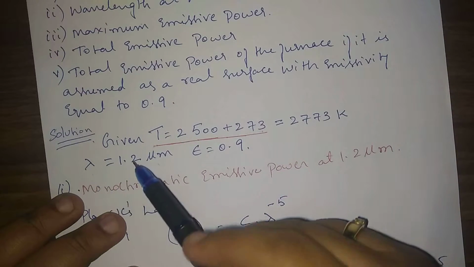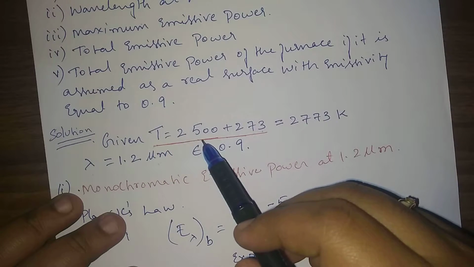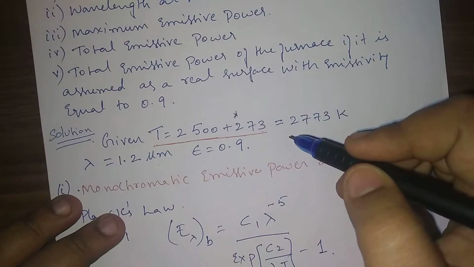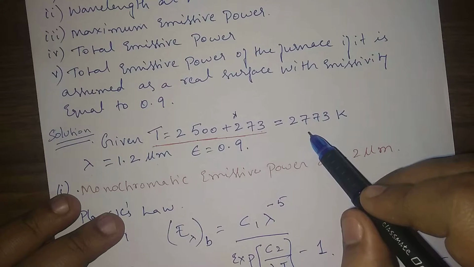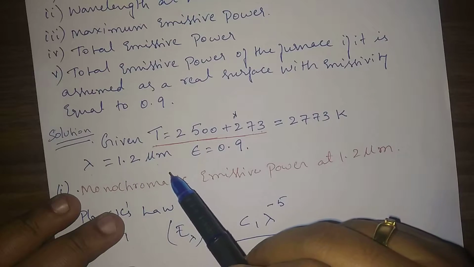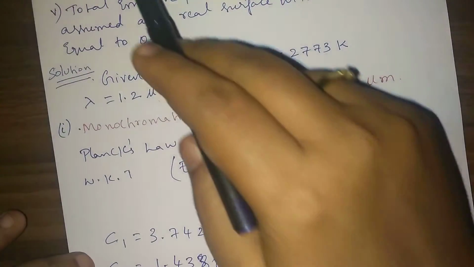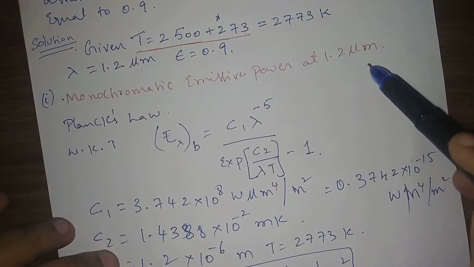Now let us start. I have just solved the first one. Given temperature is 2500, always be aware that you need to convert it into Kelvin whenever you are solving a radiation problem. So it is turning out to be 2773 Kelvin. Lambda is 1.2 micrometer and epsilon is 0.9, that is emissivity. Now the first thing, monochromatic emissive power at 1.2 micrometer.